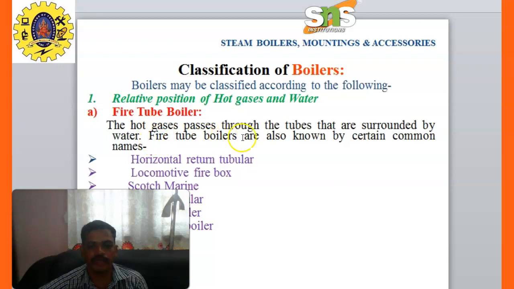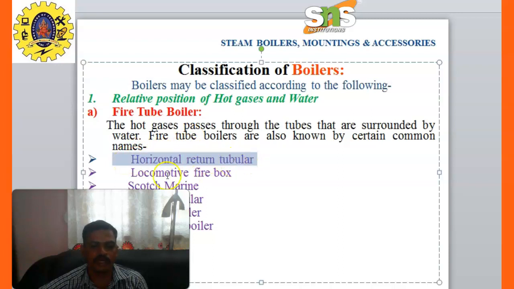Fire tube boilers are also known by certain common names: horizontal return tubular boiler, locomotive firebox, Scotch marine, vertical tubular, Cochran boiler, Lancashire boiler.